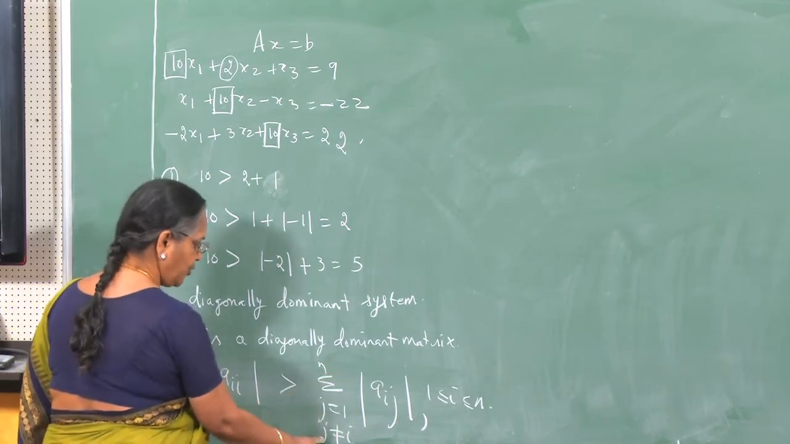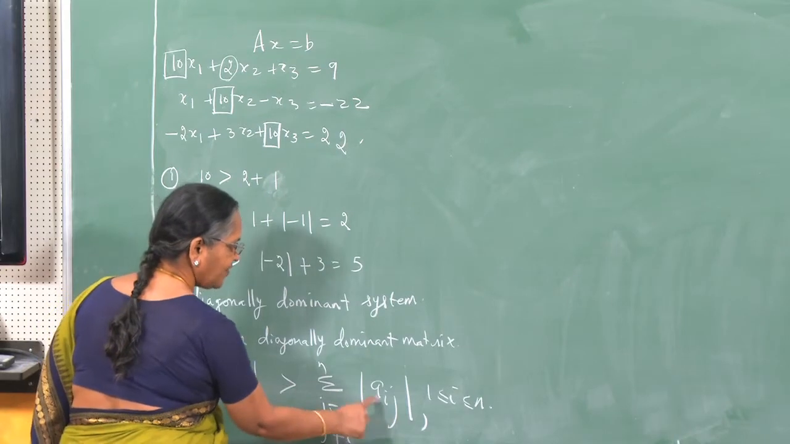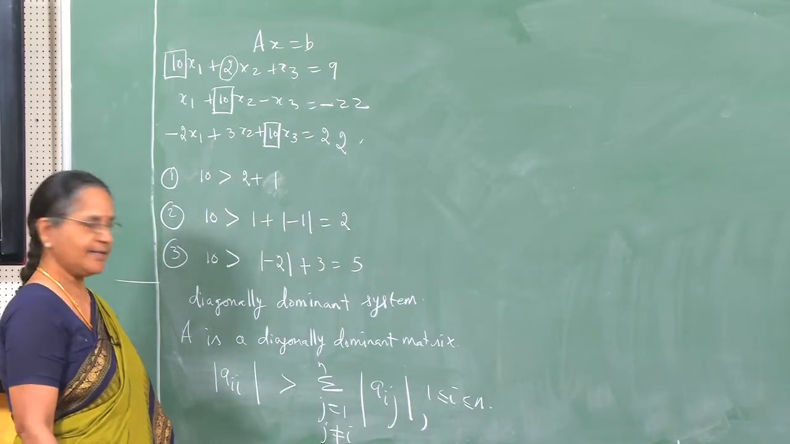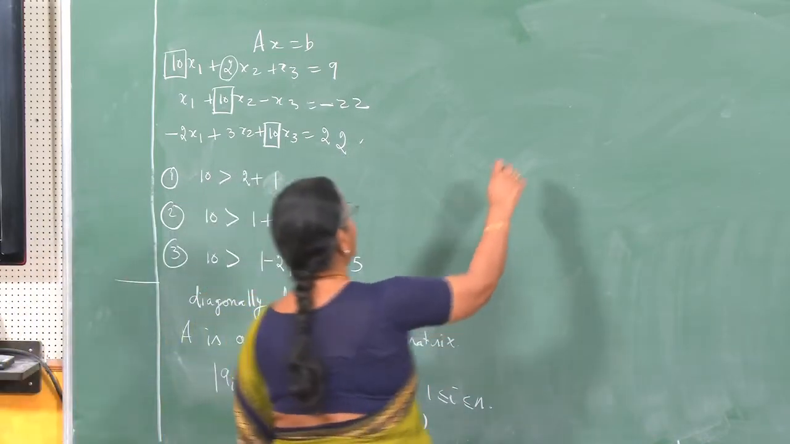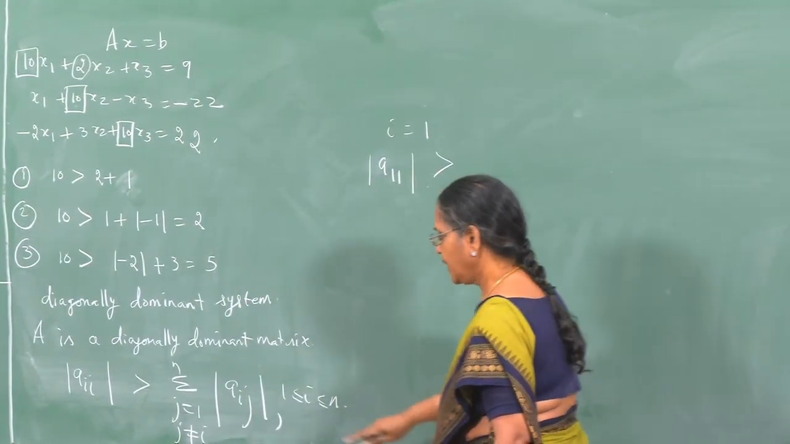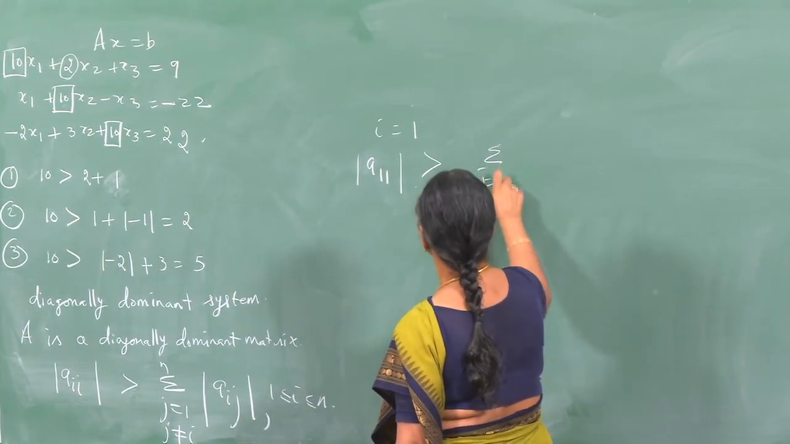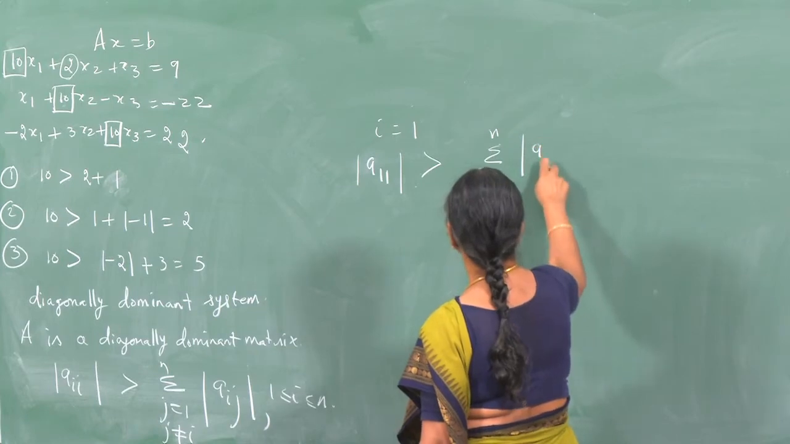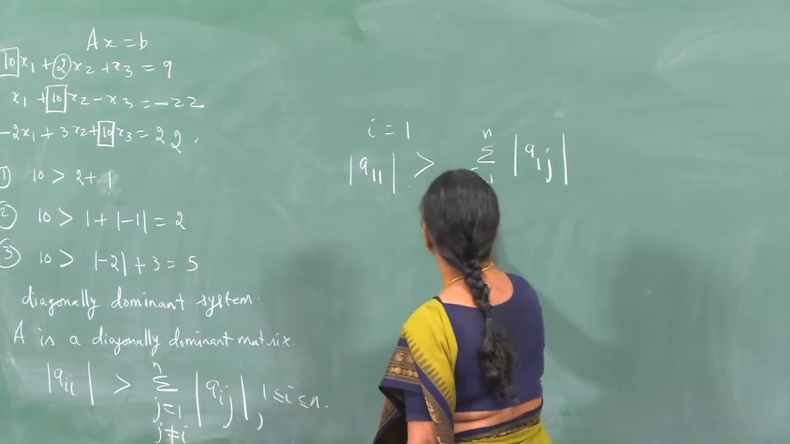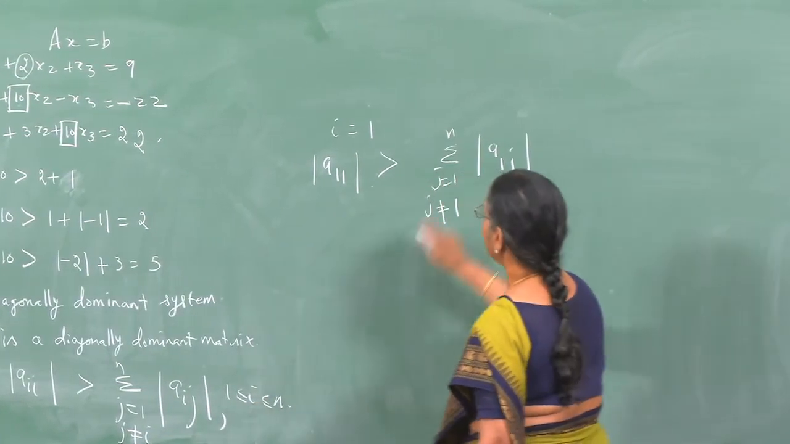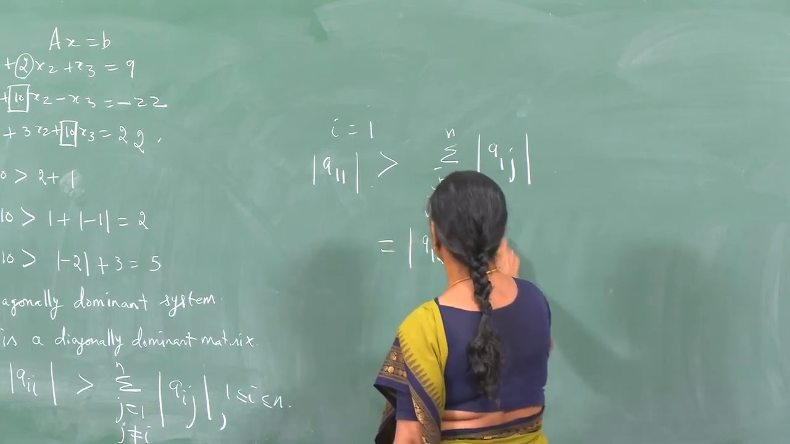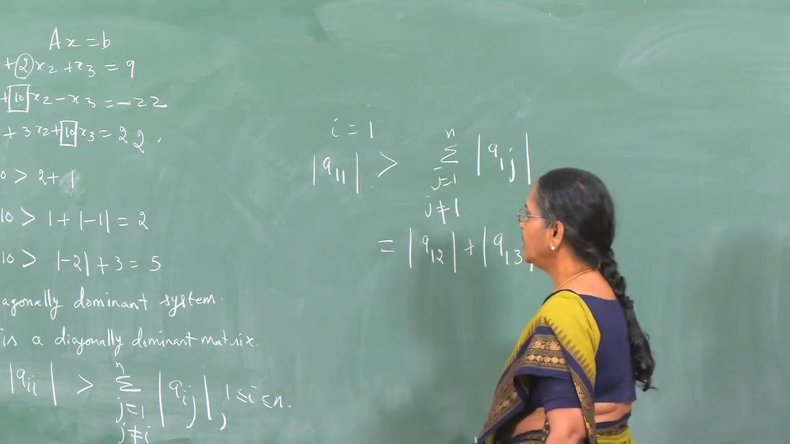sigma j is equal to 1 to n, j not equal to i, modulus of aij for all values of i which run between 1 and n. Say for example, if I take i as 1, then mod a11 is greater than sigma j is equal to 1 to n modulus of a1j. So, j should not take the value 1. So, what is it? It is modulus of a12 plus modulus of a13.